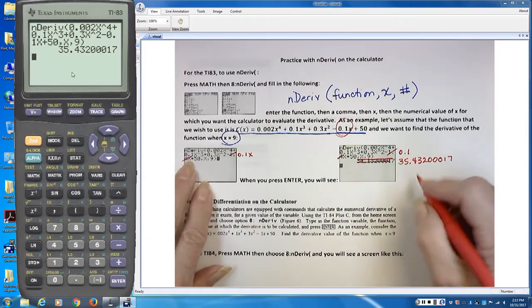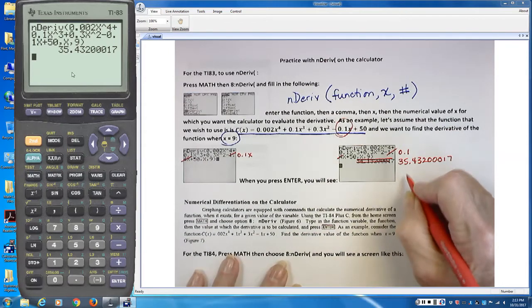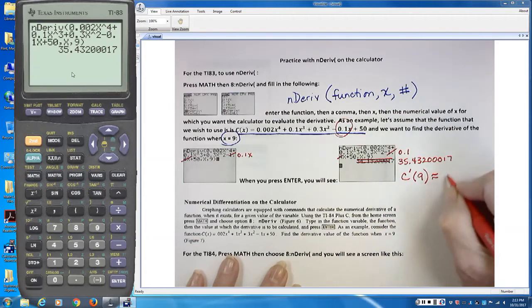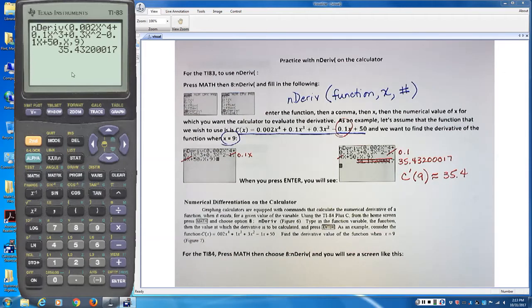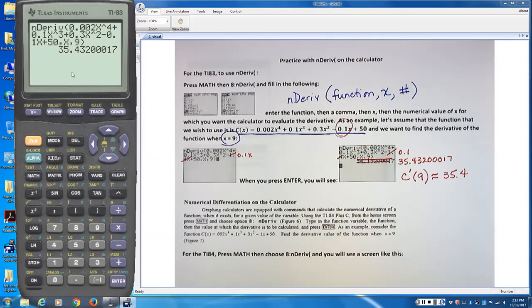In most cases, it's going to be okay to round your numerical derivative to 2 decimal places. Okay? So we would call that C prime of 9 approximately equal to 35.4 or 35.43. If I want a specific number of decimals, I'll tell you. If I don't tell you, then 1 decimal is probably going to be enough unless it's money. If it's money, go to 2, because money has 2 decimal places.